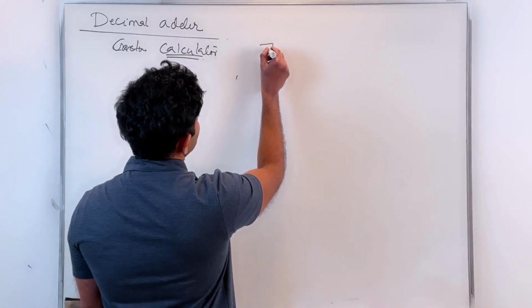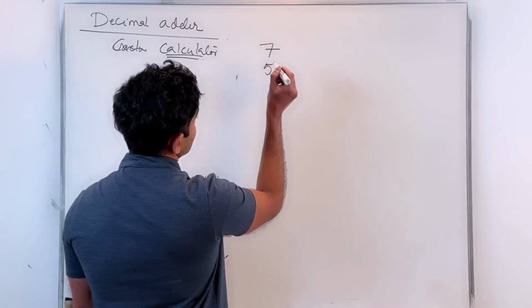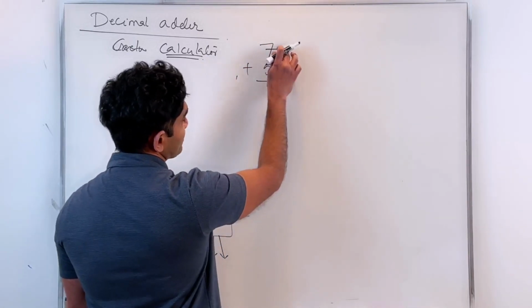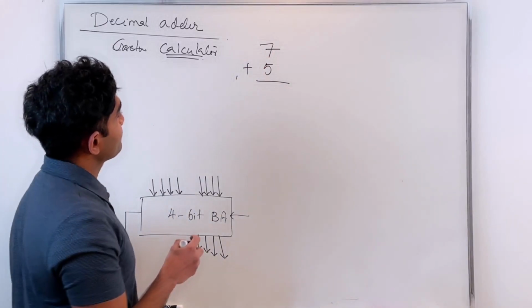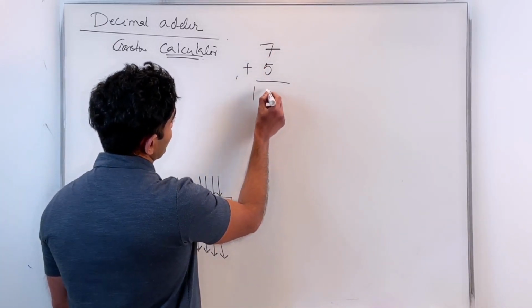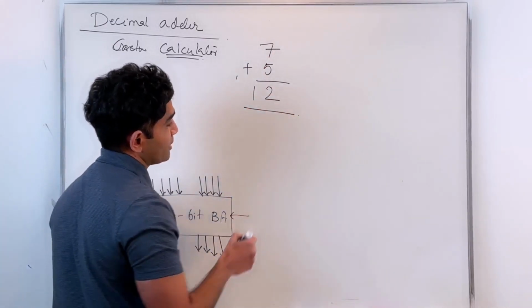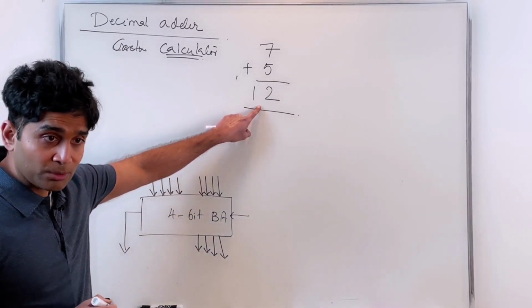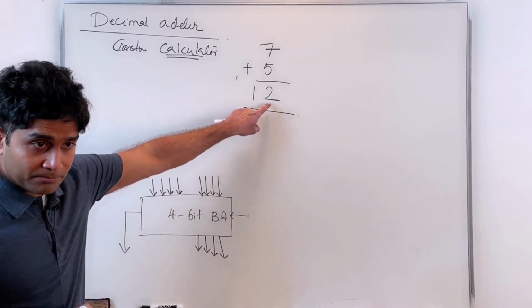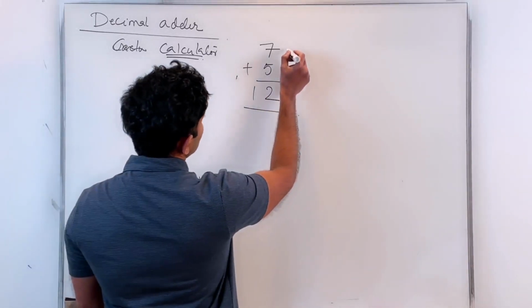Let's say in this case, I'm adding 7 to 5. The decimal digit 7 to decimal digit 5. I know the answer, which is 12. Right? That means 1 should be my carry out, 2 should be the sum.